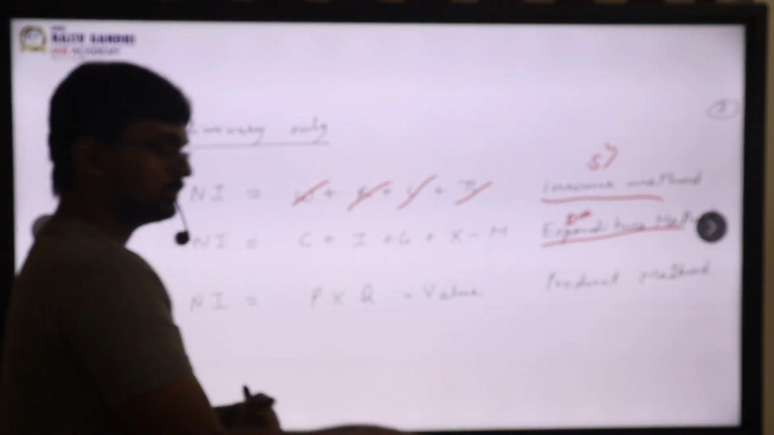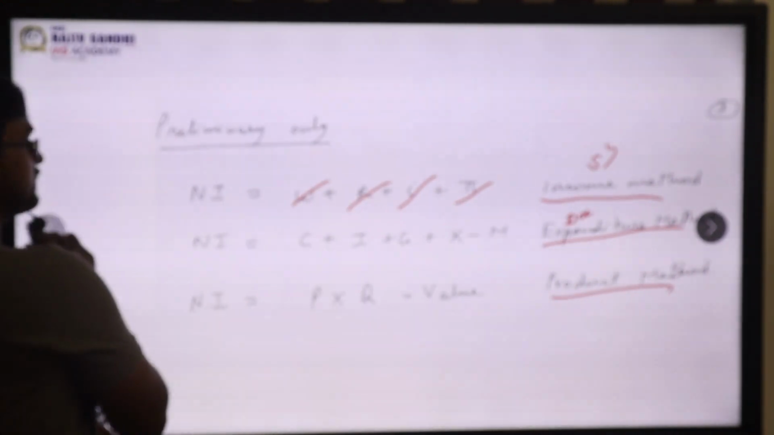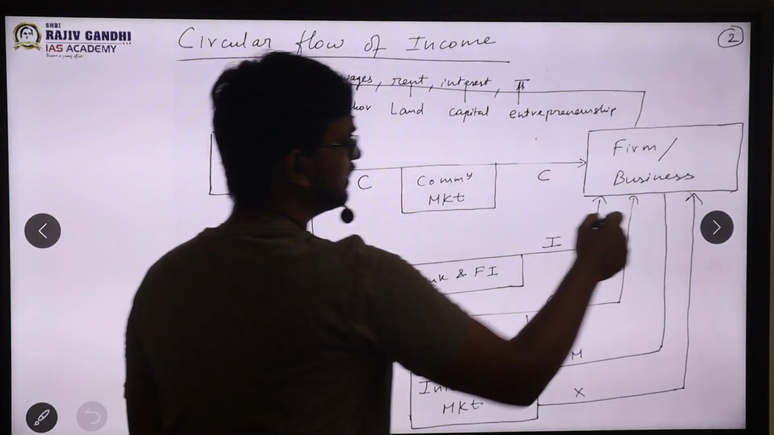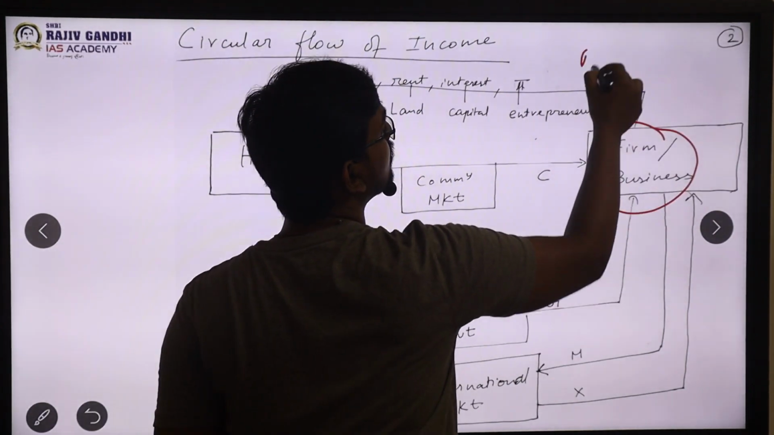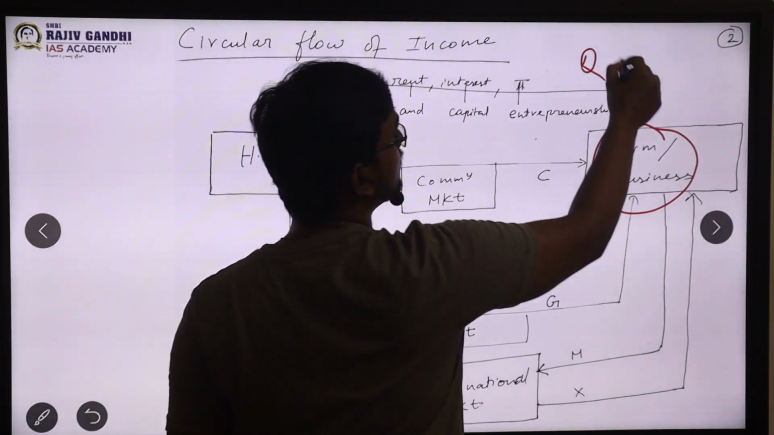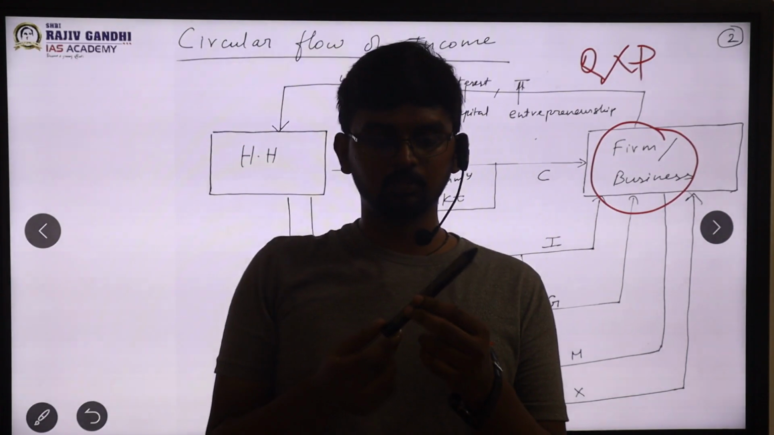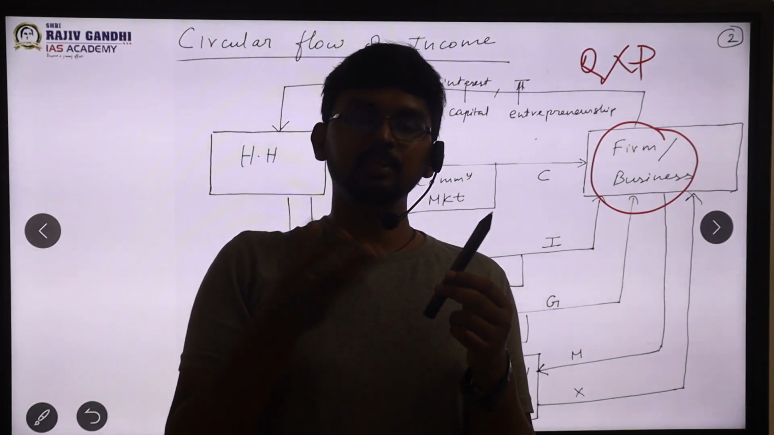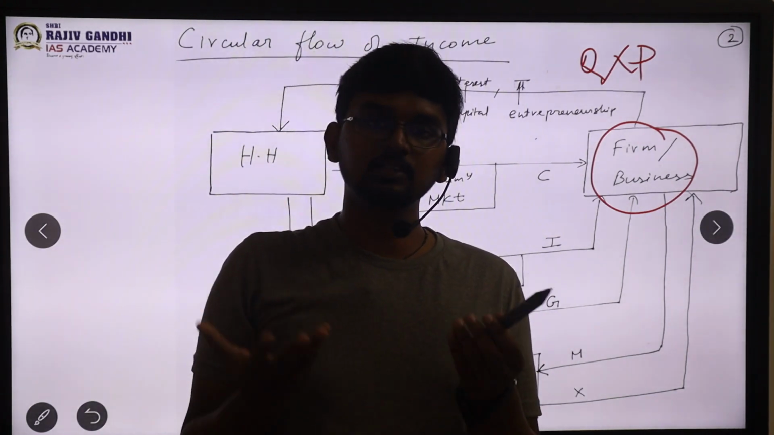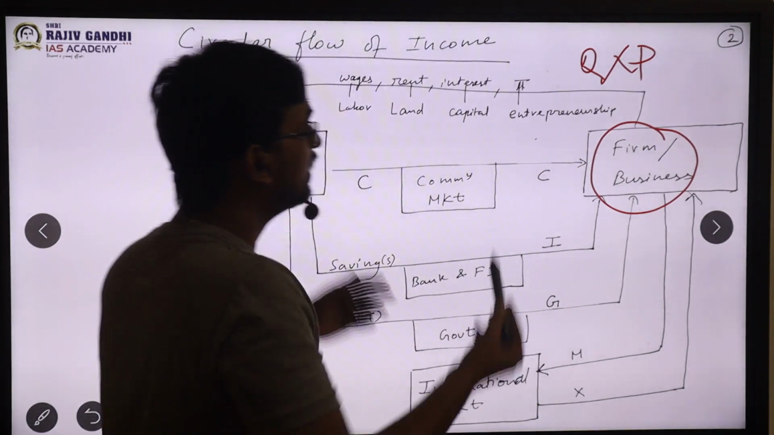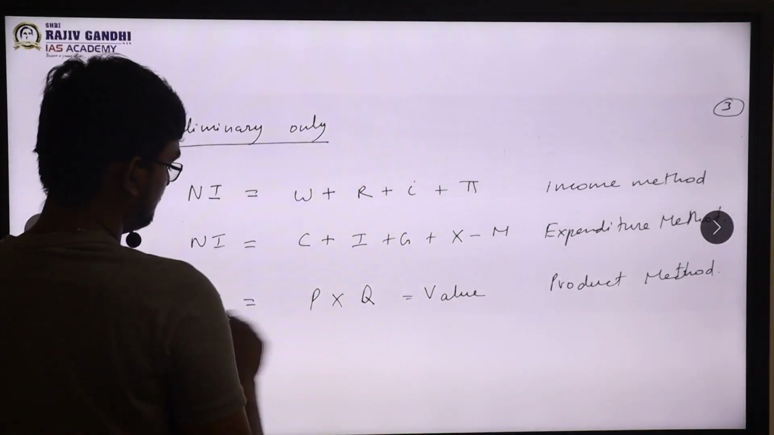Similarly, the third way of calculating national income is the product method. Product method is very simple. If you look at the firm or business, what they are producing is some quantity Q, and they are selling at some price P. So essentially my Q into P. I am producing 10 pens, and I am selling each pen at 10 rupees. So what is my GDP or national income? 10 into 10, 100. As simple as that. So that P into Q is called the product method. That is the national income.